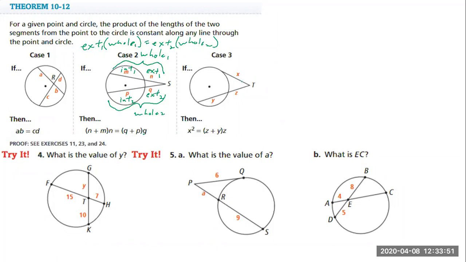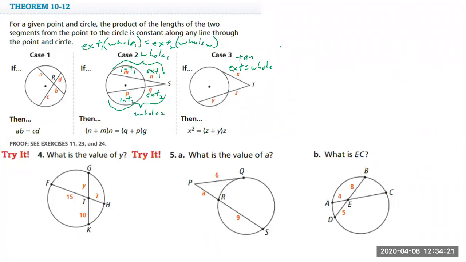Same thing goes over here with the tangent and the secant. Essentially, you are using the same exact equation, but the exterior piece here, or the tangent, is the same as the whole. They're equal to each other. So instead of just calling this exterior and whole, we can just call it the tangent.